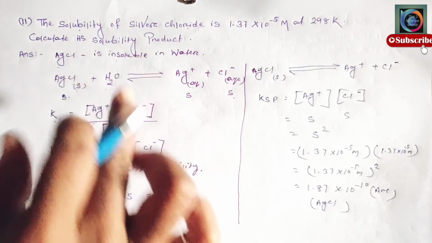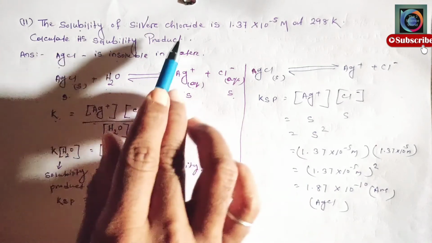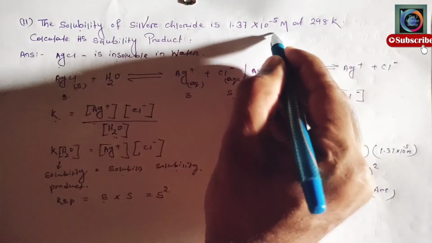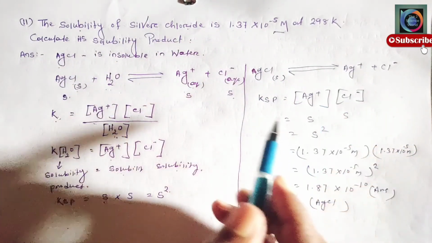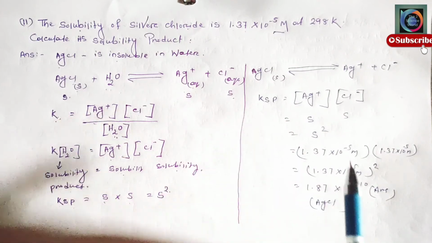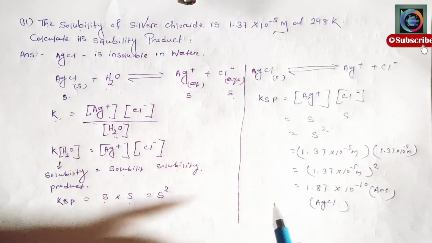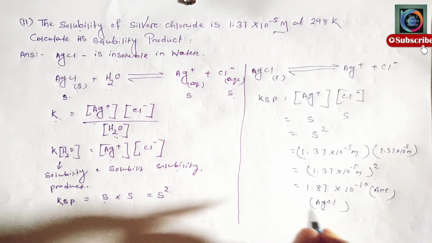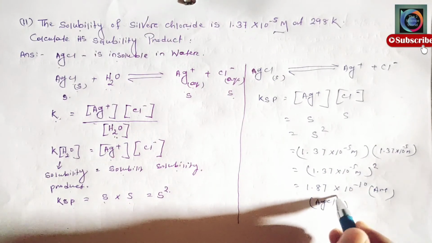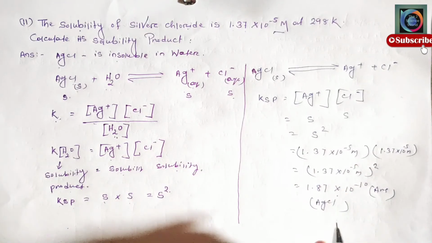Well, one thing to remember: here the solubility is already given in M, but if it is not given in M, if it is given in grams or kg, first we change it into mole, M, then we put the value in the place of S. Okay, thank you.